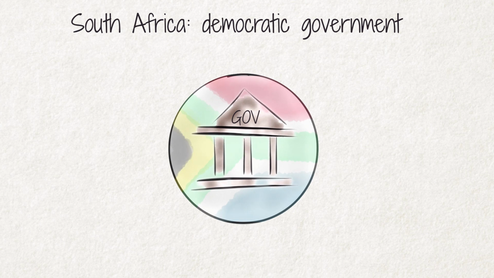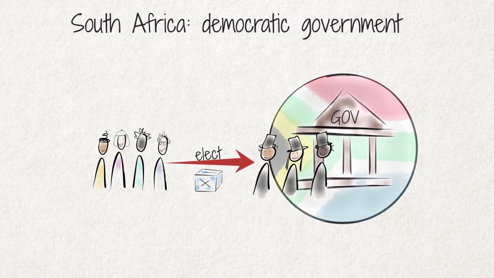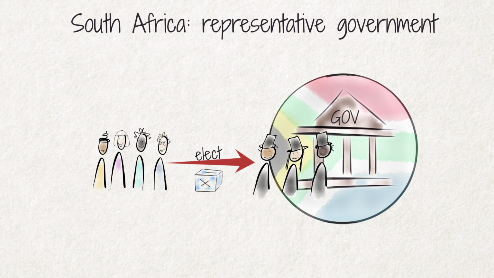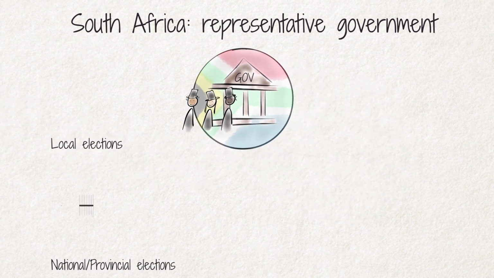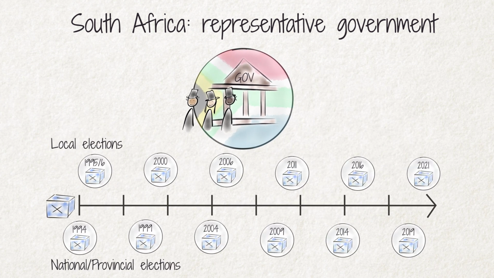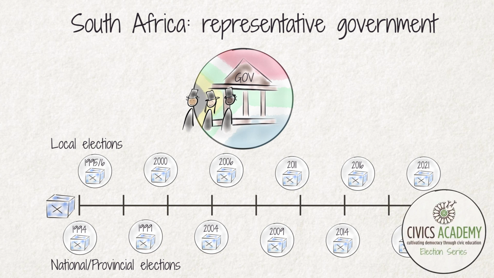The South African government is made up of a group of representatives that we elect through periodically held elections. We refer to it as a representative government. We explore different aspects of elections and why they are a central feature of democracy in more detail in the Civics Academy Election Series.